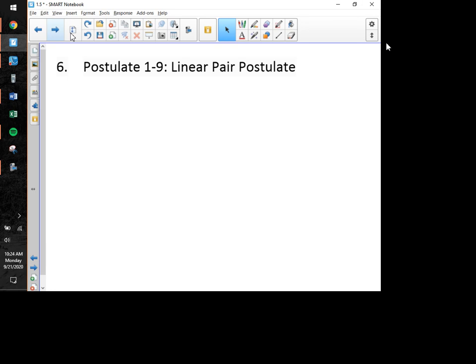All right. Now, going along with this, everybody, postulate 1.9, there's only a couple postulates in this section, and this is one of them. The linear pair postulate says the following. Now, let's remember, everybody, the definition of the word postulate is a mathematical rule or law that we know is true, but is so basic that it cannot be proven.